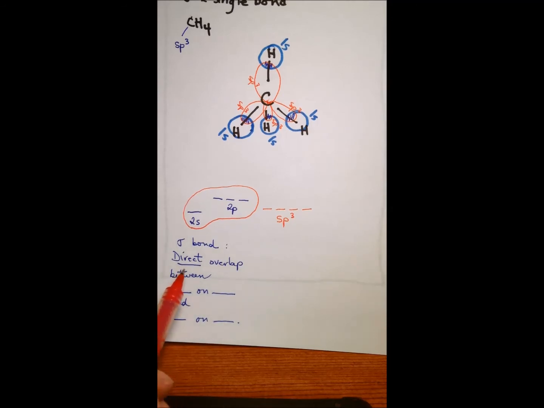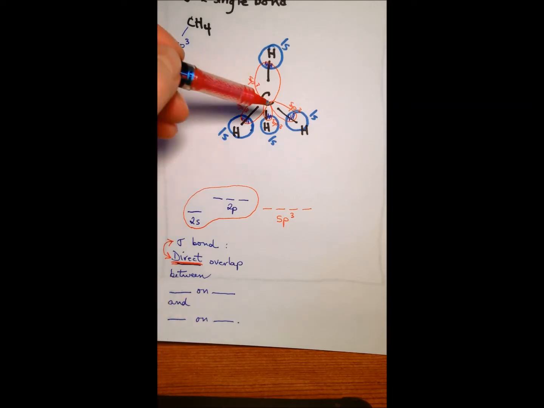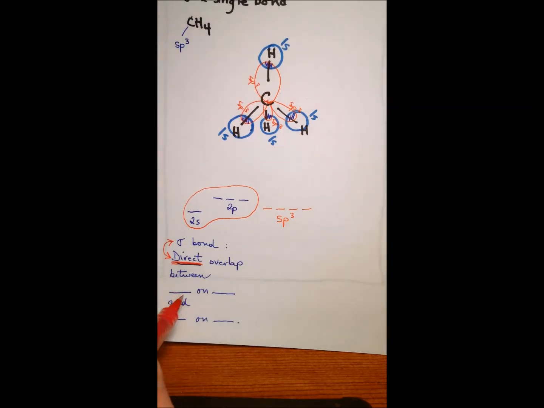So each sigma bond in methane is a direct, and I can't tell you how important it is to write this word, because sigma goes with direct. That's very important. It's a direct overlap between. Let's label what it is on carbon first. Hybrid orbitals make sigma bonds. So it is a direct overlap between an sp3 hybrid orbital on my carbon, and there's only one choice here: it has to be the 1s on the hydrogen.